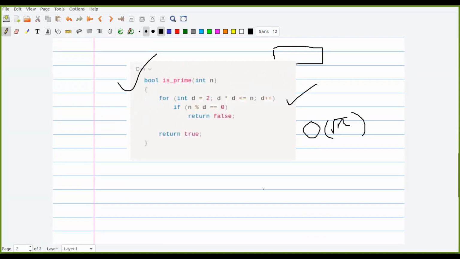So now, a question that you might ask is how to find primes. Like, okay, I know how to check primes. I know how to check for primes, but what is an efficient method to find primes?